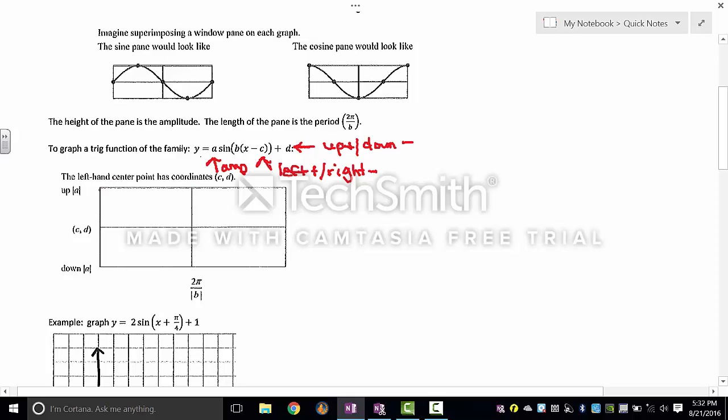Your window pane, the height of your window pane is your amplitude. Your C, D as an ordered pair is your shift coordinate, and the period is the length of your window pane.